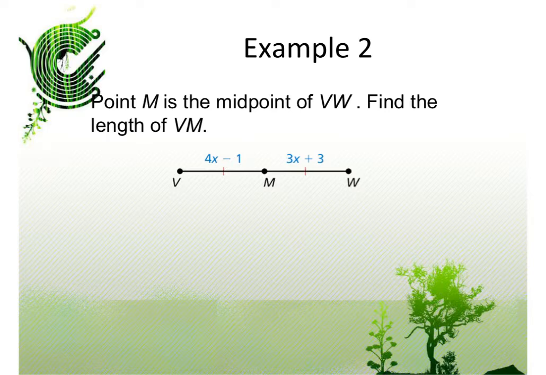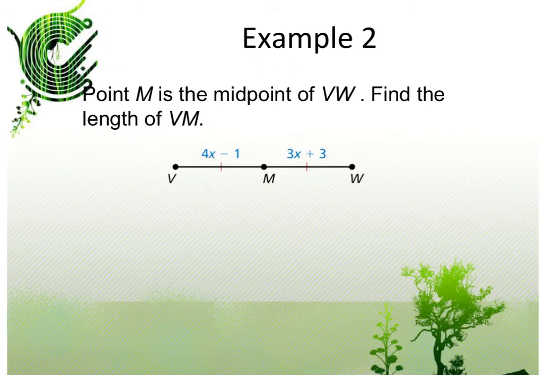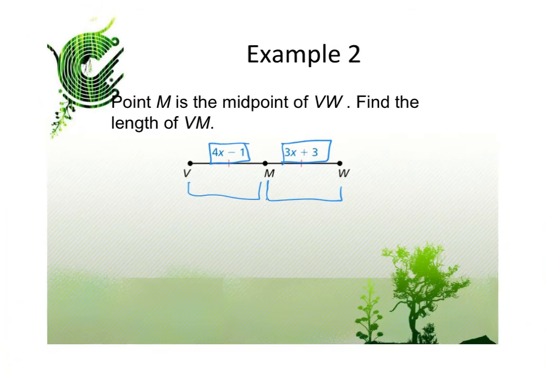All right, example 2. Point M is the midpoint of VW. Find the length of VM. Okay, so we know that 4x minus 1 is going to be equivalent to 3x plus 3. How do we know that? Because M is the midpoint. So each side or each section of this line segment is going to be equivalent, okay? So what we can do is we can just set them equal to each other.